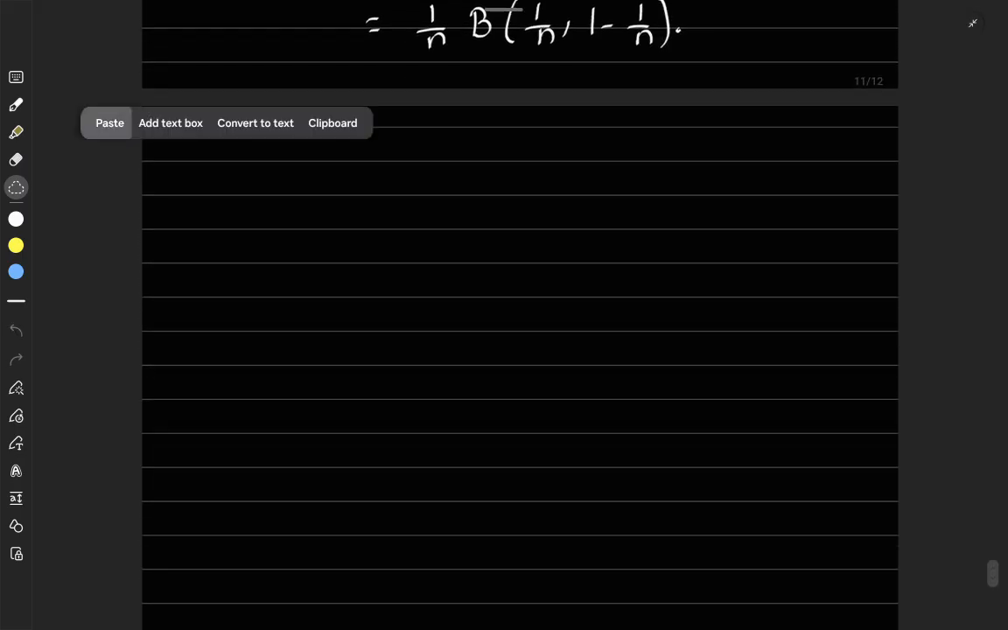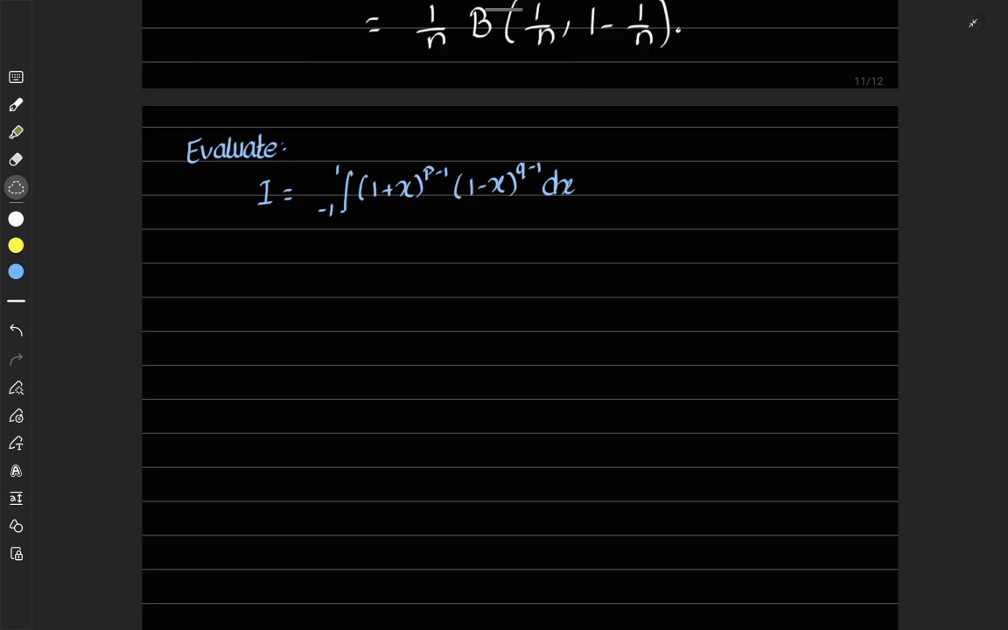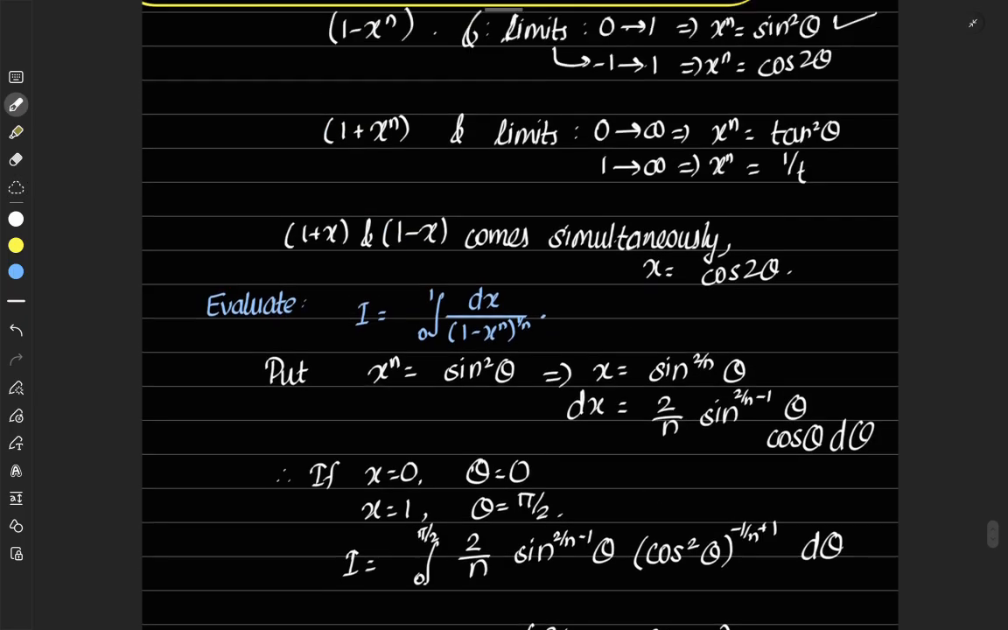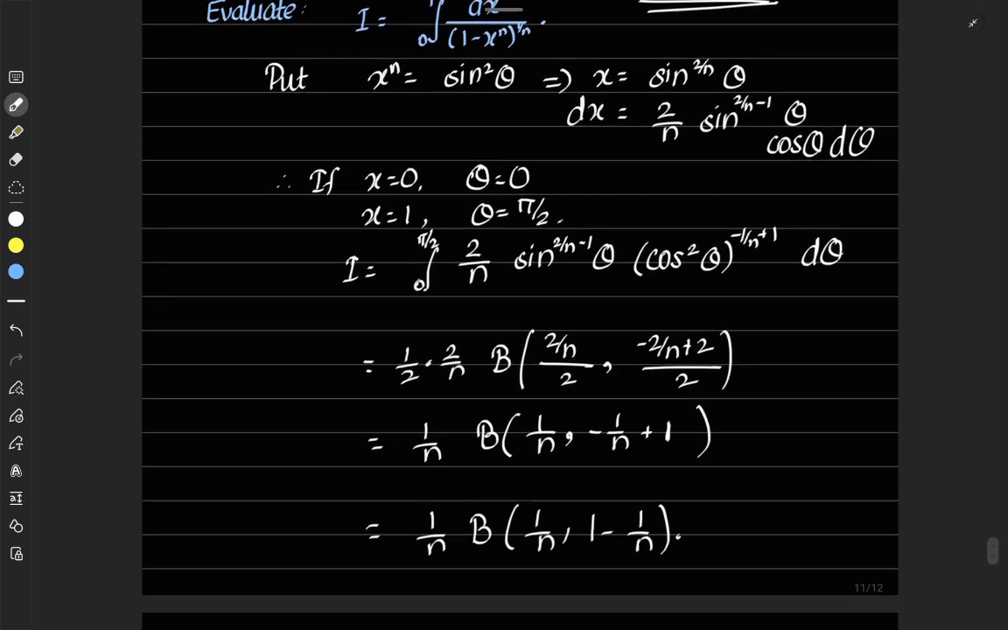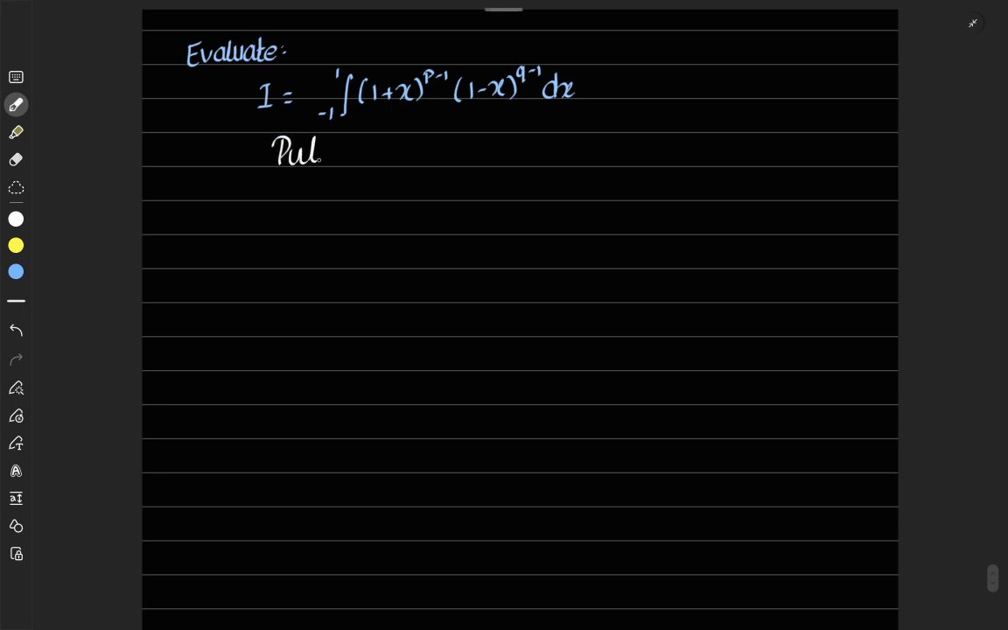So consider this example. We want to evaluate the integral from minus 1 to 1 of 1 plus x to the power p minus 1 into 1 minus x to the power q minus 1. From our substitutions, if these two terms come simultaneously, we substitute x is equal to cos 2 theta. So put x is equal to cos 2 theta. This will imply 1 plus x, 1 plus cos 2 theta is 2 cos square theta, and 1 minus x, that is 1 minus cos 2 theta is 2 sin square theta.